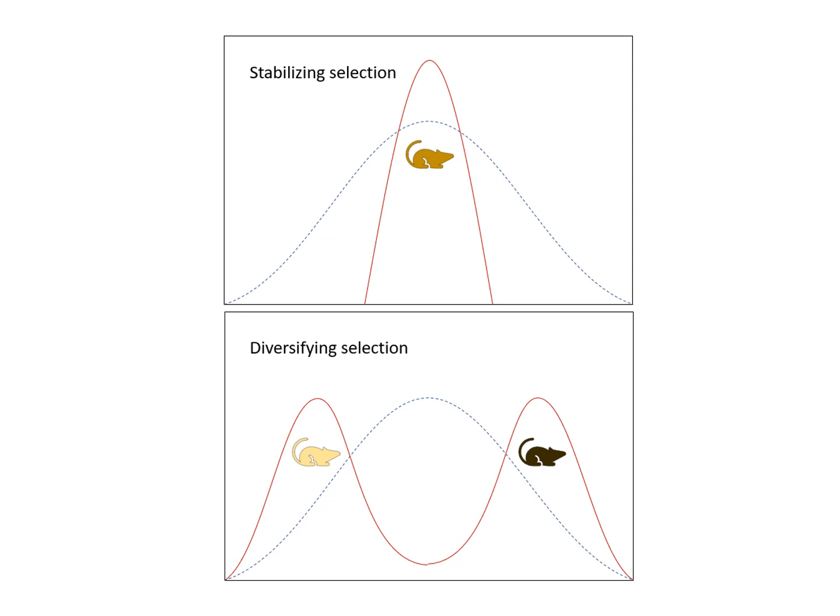Finally, diversifying or disruptive selection appears in the bottom. It favors both extremes over the average. For example, in some bird populations, individuals with either very small or very large beaks may have better access to food, while those with medium-sized beaks are at a disadvantage.